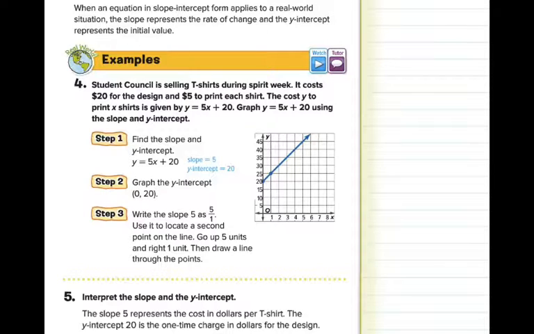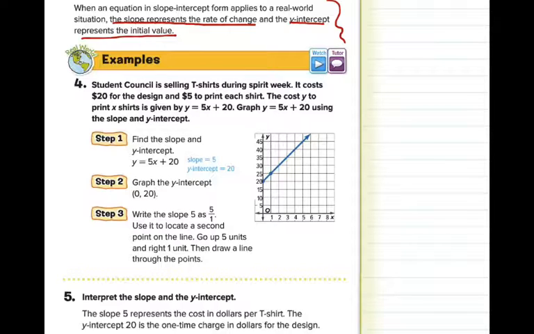If you look right below, it says when an equation in slope-intercept form applies to a real-world situation, the slope represents the rate of change and the y-intercept represents the initial value. Okay, so again, when an equation in slope-intercept form applies to a real-world situation, the slope represents the rate of change, the y-intercept represents the initial value. This is very, very important.